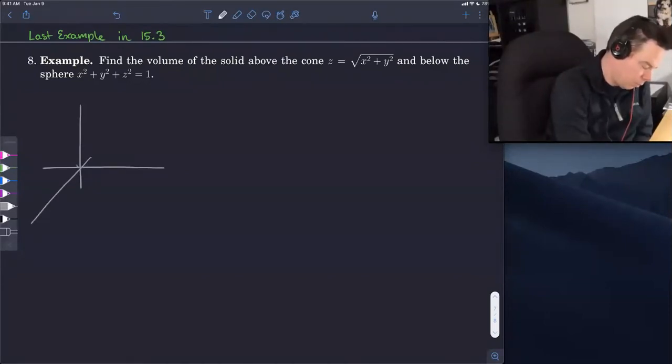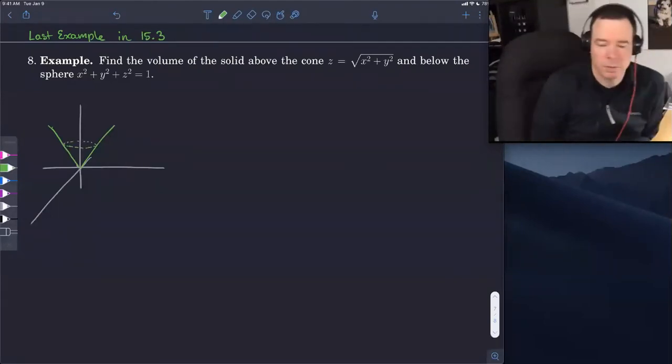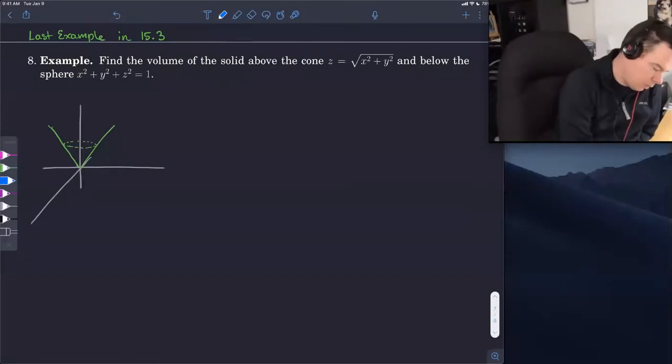So we've got a cone. Maybe I'll change the color for the cone. So our cone looks something like this. I won't fill in the top of it just yet because we don't know how far it's going. So there's our cone, which is going up. And we want it to be above this cone and below the sphere. So we've got a sphere as well, centered at the origin of radius 1. So we've got a sphere that's sort of coming down like this, and so on around.